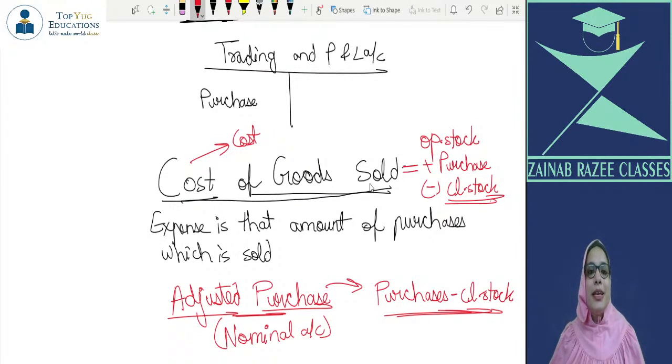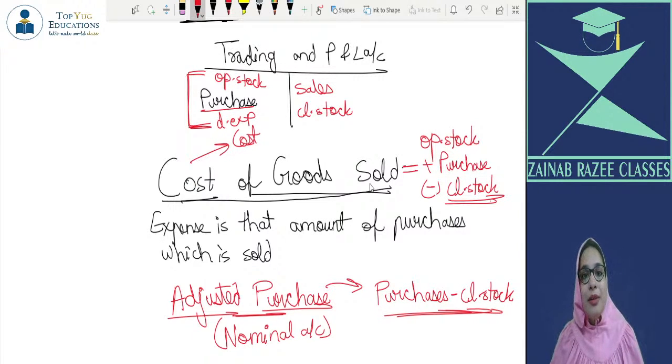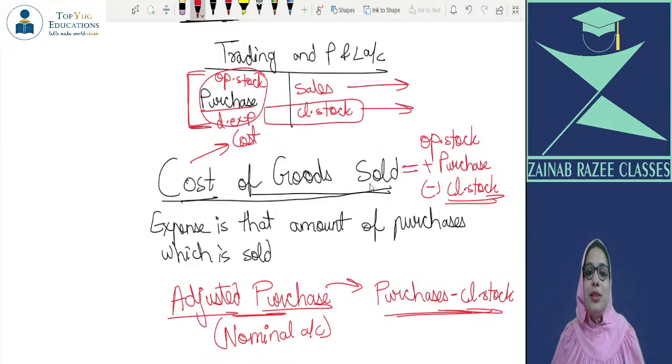What I want to tell you is that in trading and P&L, you must be knowing that we write purchases here, we write sales here. But there are many other things like opening stock and closing stock. If you don't know trading account, it's okay. Here we compare the cost of goods which was available for sale minus the cost of goods which was already sold and the cost of goods which is still left. So opening plus purchase plus direct expense minus closing stock is actually my expense. That part of the purchases which I have sold is my expense. Purchase minus purchase return is just net purchases. I'll come on to those words today.